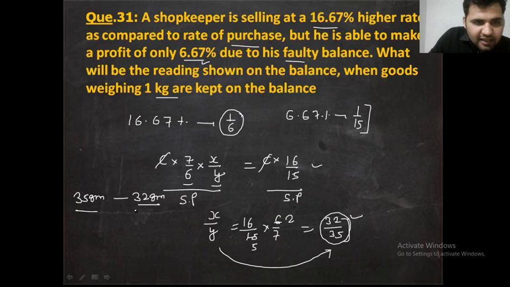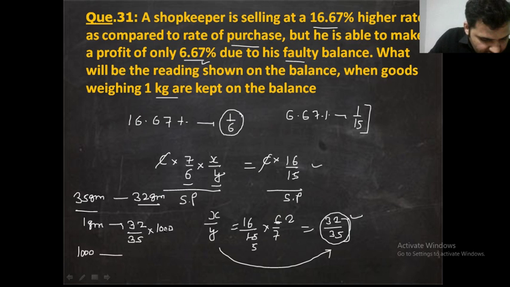The reading of 35 gram is 32 gram, so the reading of 1 gram would be 32/35, and to find the reading of 1000 gram, just multiply it with 1000. So 32/35 into 1000 is the right answer. Now what is this value? If you solve it, 32/35 into 1000, this would be 7 and this would be 200.